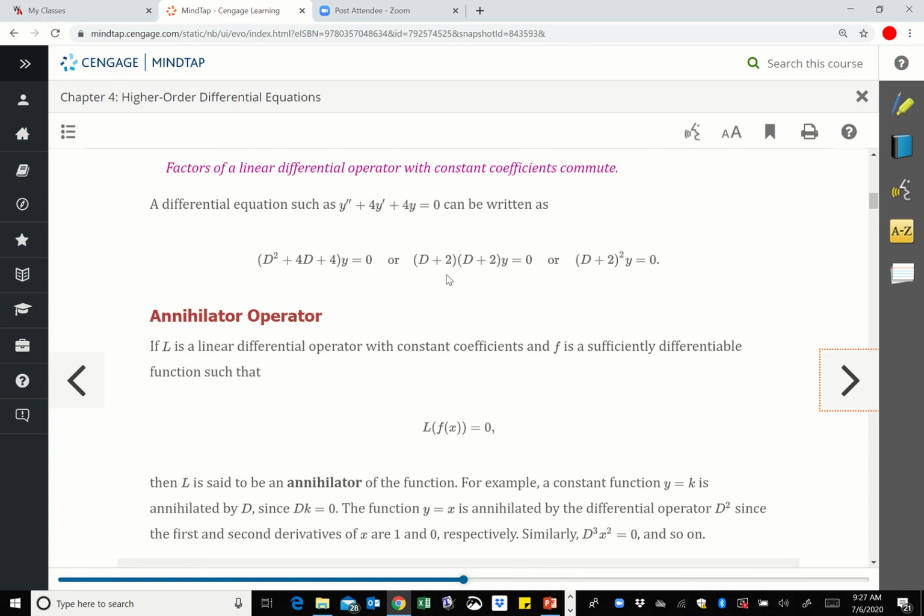And of course we have a repeated factor. If you look at the differential equation, y double prime plus 4y prime plus 4y equals 0, we can view this in operator notation. We can think of this as the second derivative plus 4 times the first derivative plus just 4 times the function y. So the differential operator would be D squared plus 4D plus 4, applied to the function y. This actually factors with the repeated root. We have D plus 2 times D plus 2, and of course we can write it in exponential notation, the operator D plus 2 squared, applied to the function y.